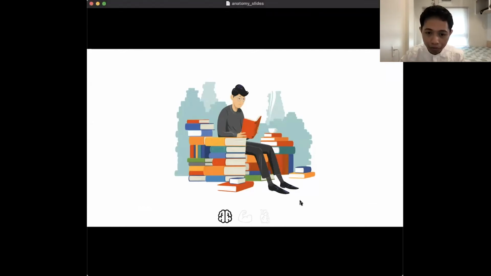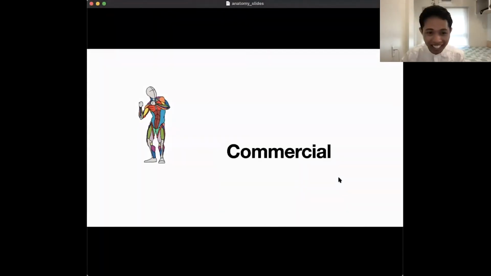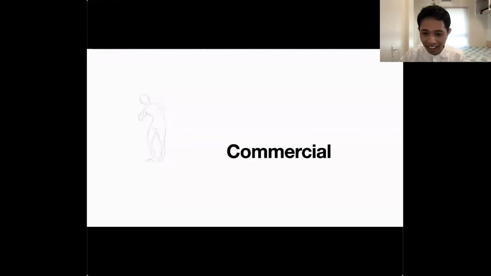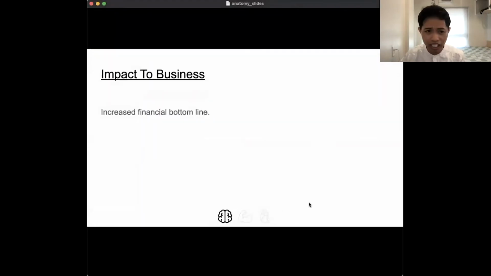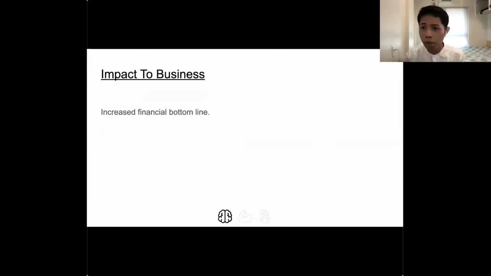Okay. Just a segue, before I proceed, I need to make a point on what's in it for companies to hire data scientists in the Philippines. Okay, what's in it for them? So here are some of the impacts to business that companies might benefit from hiring a data scientist or composing a data science team.